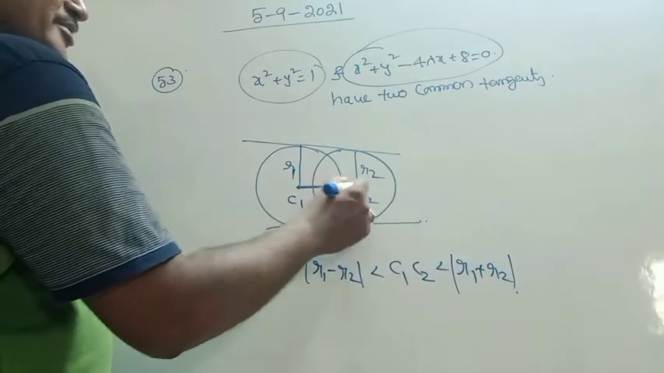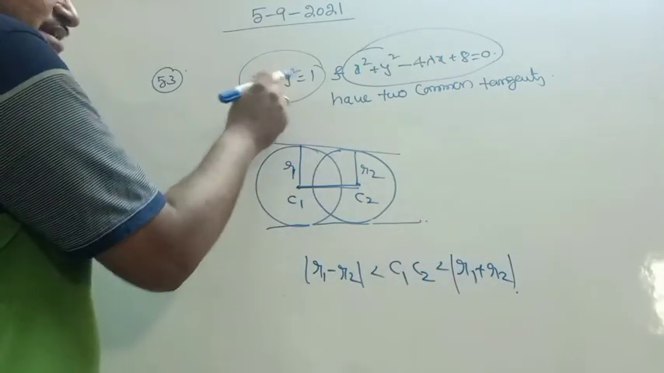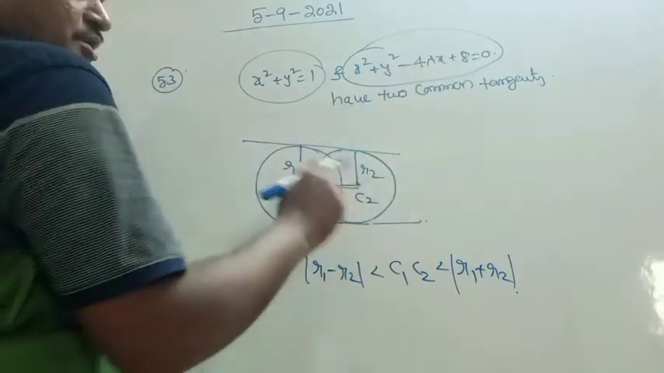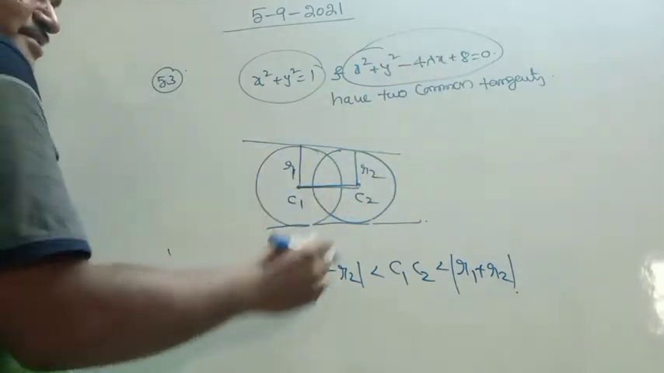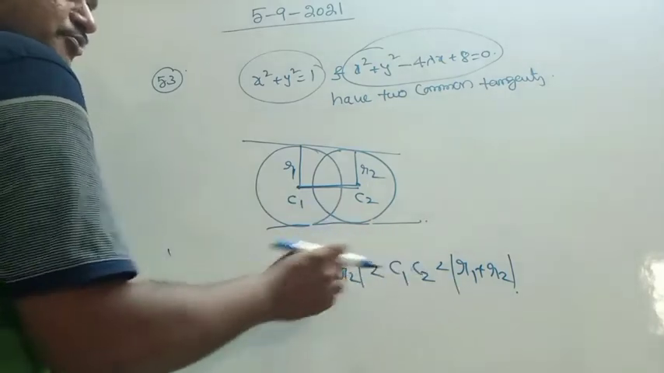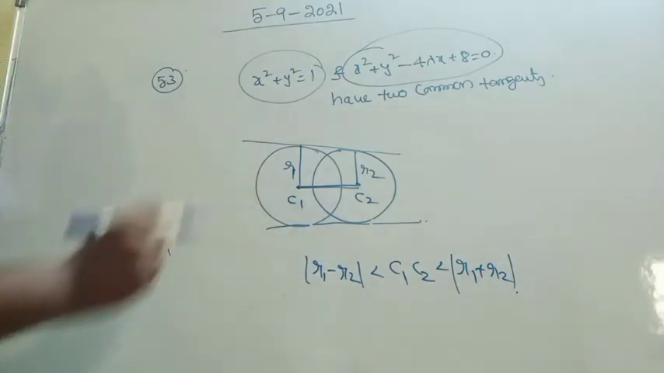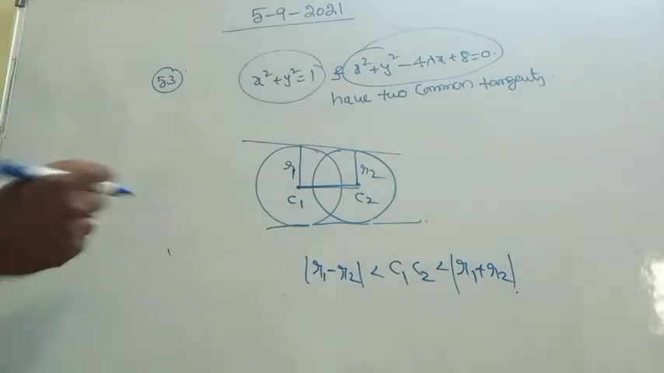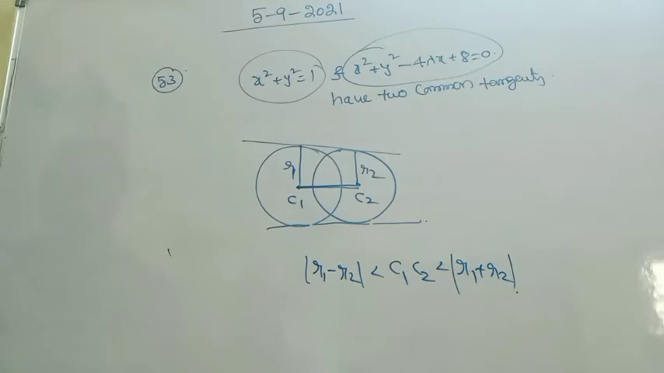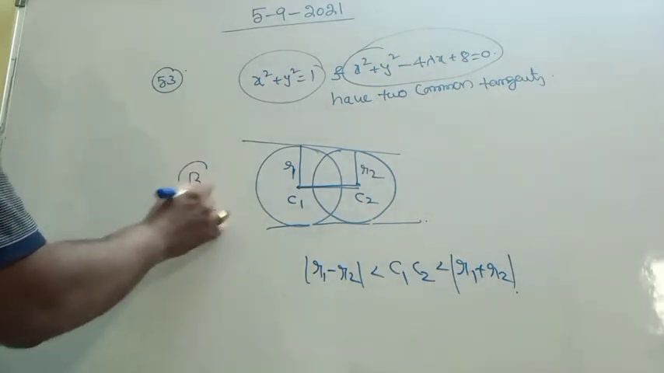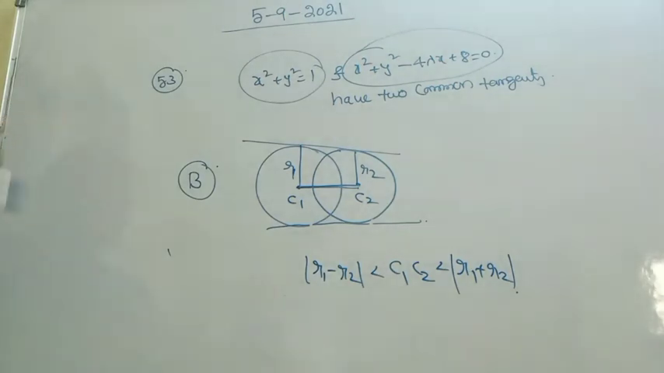C1C2, you know how to find the center. The center of this circle is (0, 0). The center of this circle is (2λ, 0). You know C1C2, you know R1, R2. Just put it in this equation and simplify, and you will get the answer. This is the hint for this particular problem. If you simplify that, you will get the answer as B. This is a very simple question, you know how to do that. This is answer B.